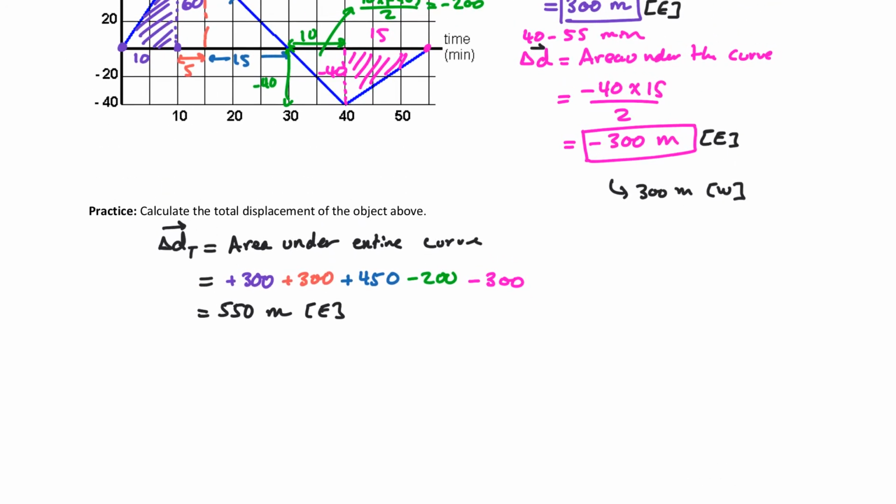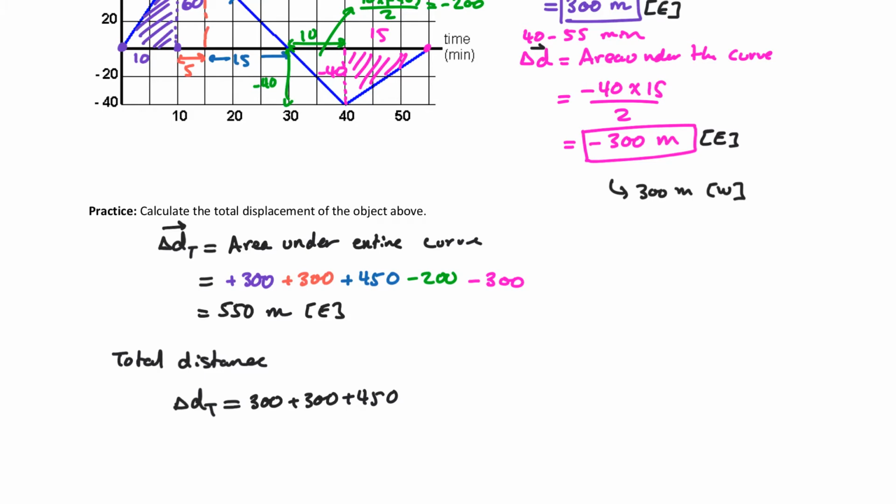Now, you may be asked for the total distance here. So let's do an extra question, total distance. And when we calculate the total distance, we don't care about signs. The negatives are positive. So instead of adding any negatives here, we will change them to positives. So in this case, this would become 300 plus 300 plus 450.